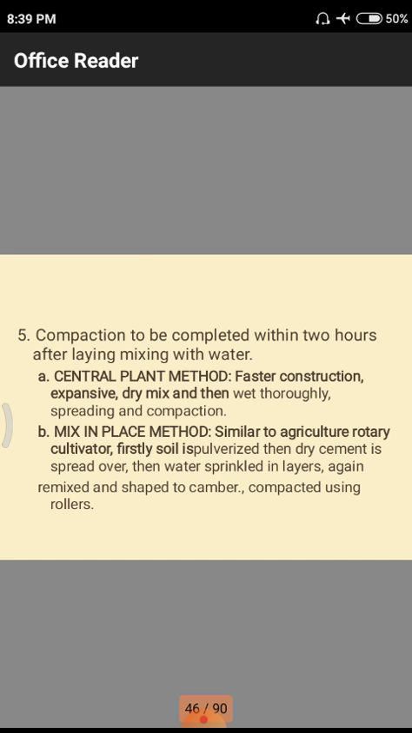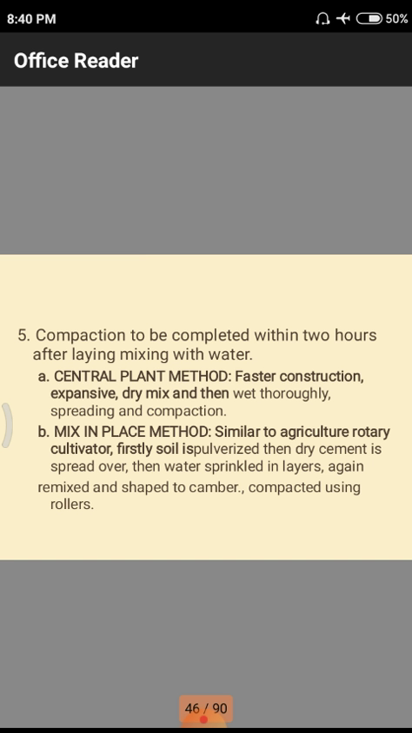That means whenever we are using this mix in place method, we have to go through a different step by step process. In the first step we have to go for spreading of cement. In the next step we go for mixing of the cement and surrounding soil particles. In the third step we go for remixing and shaping. In the fourth step we go for compaction with the help of these rollers. These are the four procedures we use in the mix in place method.